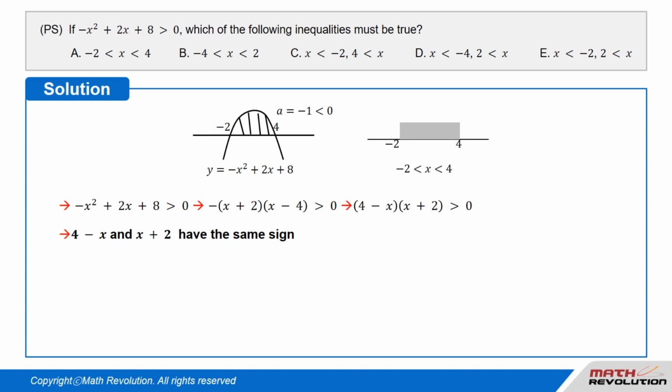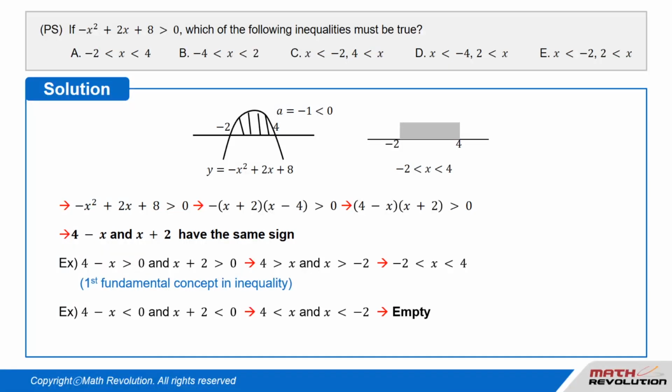We are looking for negative x squared plus 2 times x plus 8 is greater than 0, which can be factorized as negative (x plus 2) times (x minus 4) is greater than 0, or (x plus 2) times (4 minus x) is greater than 0. (4 minus x) times (x plus 2) is greater than 0 means that the factors 4 minus x and x plus 2 have the same sign.